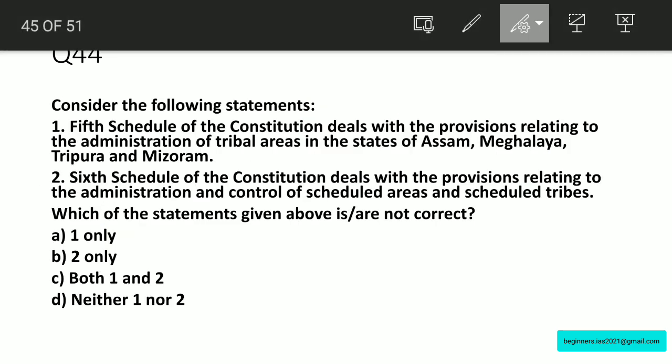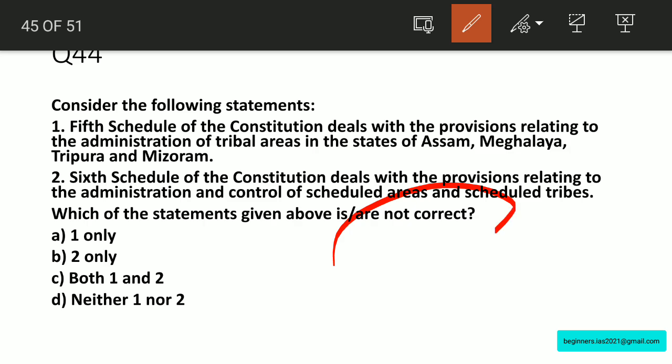Let us move on with question 44. Consider the following statements. The Fifth Schedule of the Constitution deals with the provisions relating to the administration of tribal areas of Assam, Meghalaya, Tripura and Mizoram. The Sixth Schedule of the Constitution deals with the provisions relating to the administration and control of the scheduled areas and scheduled tribes.